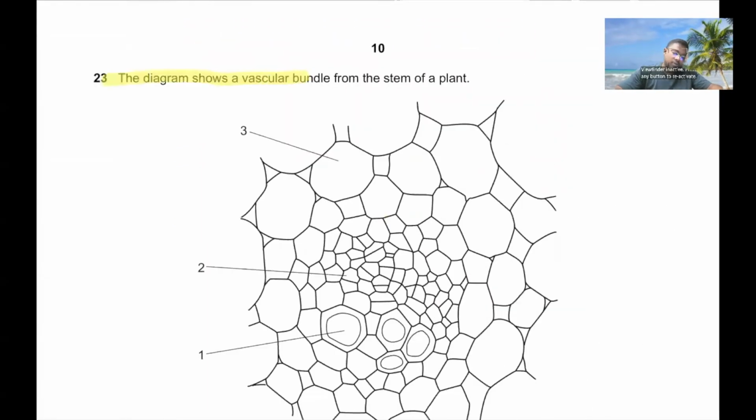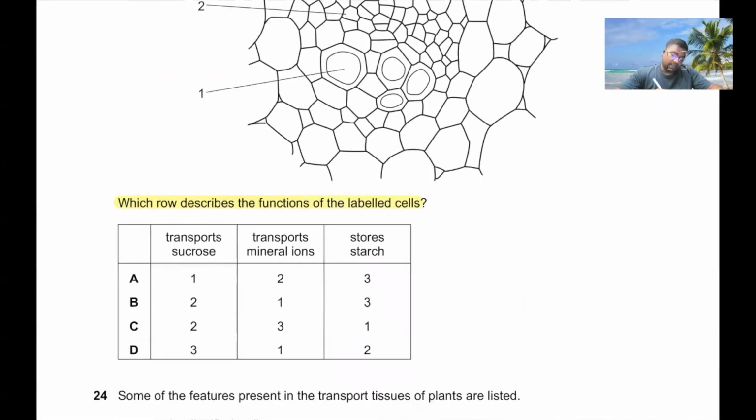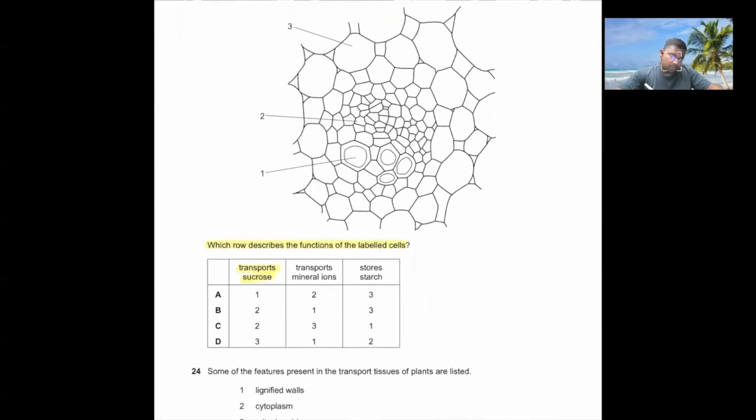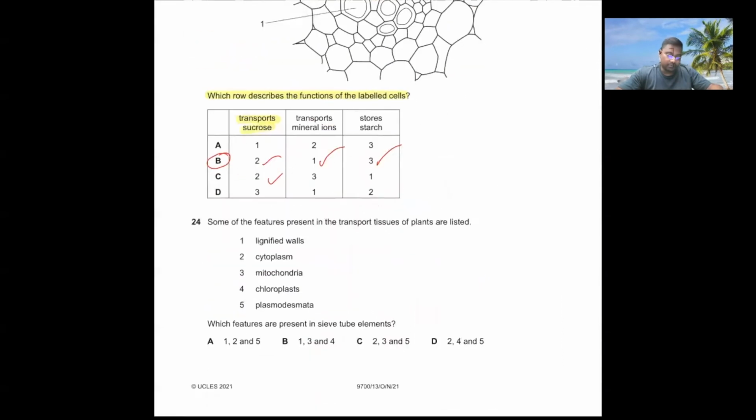23. The diagram shows a vascular bundle from the stem of a plant. We can see 1, 2, 3, 4. Which row describes the functions of the labelled cells? Transports sucrose: sucrose transport should be done by 2, which is phloem. Transports mineral ions: 1 transports mineral ions. Stores starch: 3 stores starch. So B should be the correct answer.